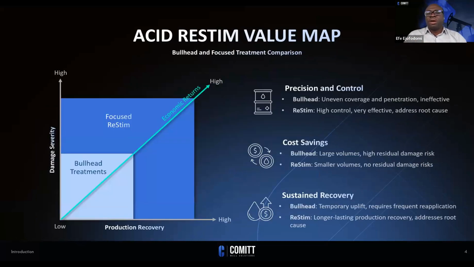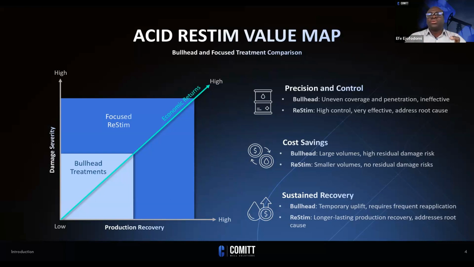Now, on the other end of the spectrum, you have focused restim, which is a process of delivering an optimized engineered solution or recipe downhole in the wellbore in a pinpoint-like targeted fashion, allowing you to displace that treatment into the formation, eliminating the damage right at the source, and achieving full wellbore coverage. Right? Being able to do that ultimately gives you sustained production recovery compared to the more traditional bullheading methods.